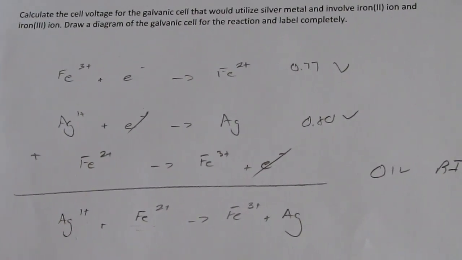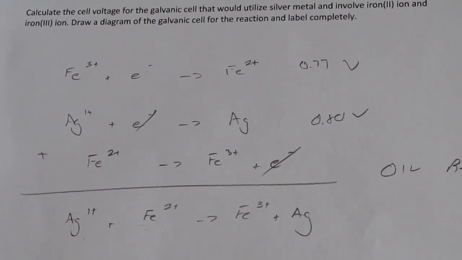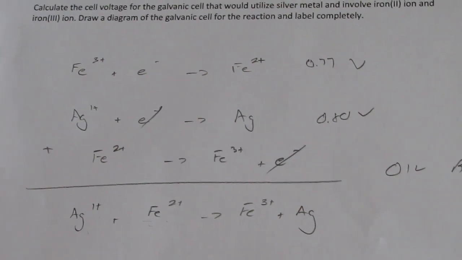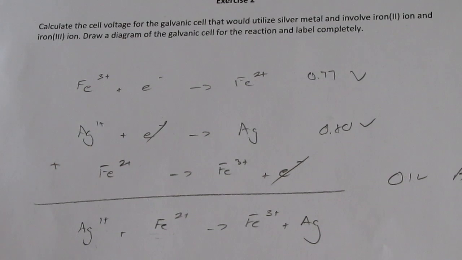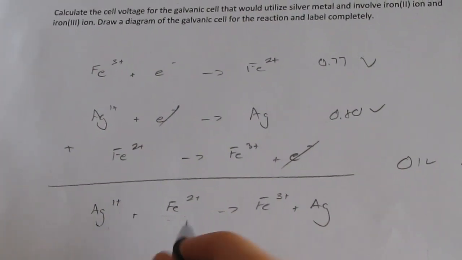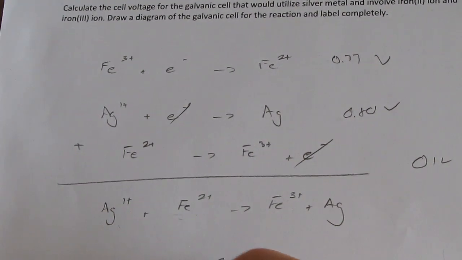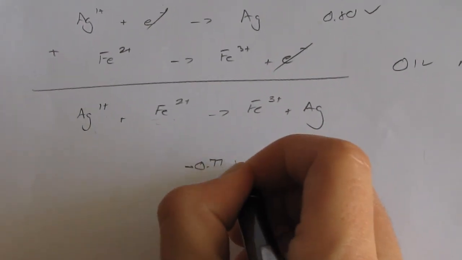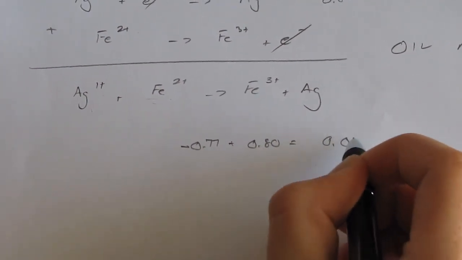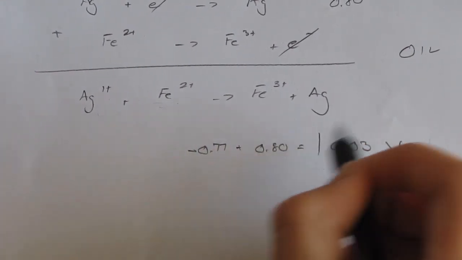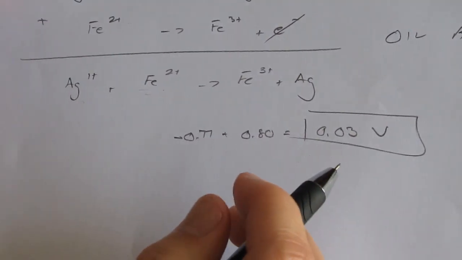And to find the galvanic cell potential, it's really simple. You just flip the sign of the equation you flipped and add the two potentials together. So you get a cell potential of 0.03 volts. So we flip the iron one, so then it becomes negative 0.77 plus 0.80, which will get you the 0.03 volts. So that's one half of our question done.